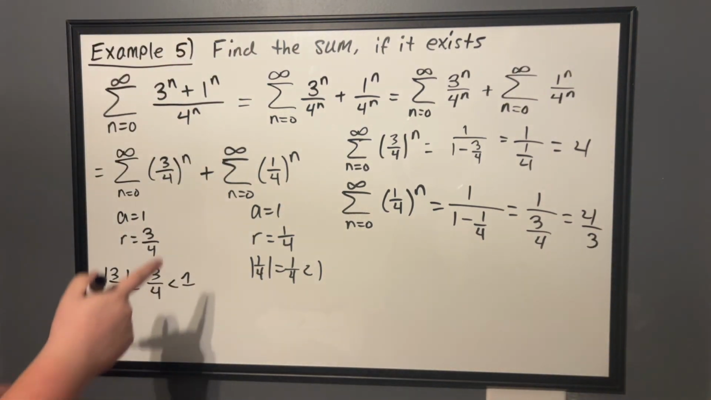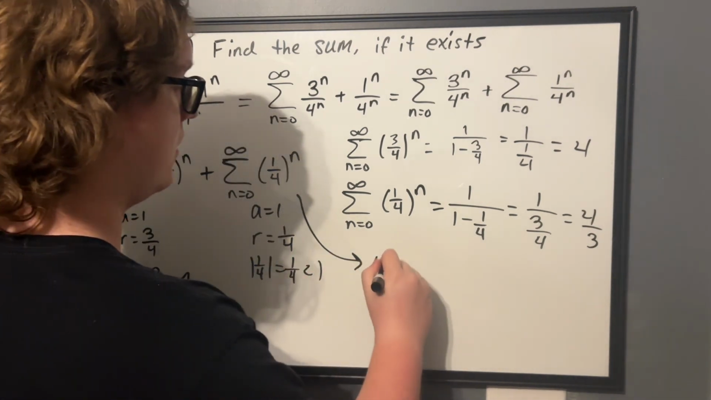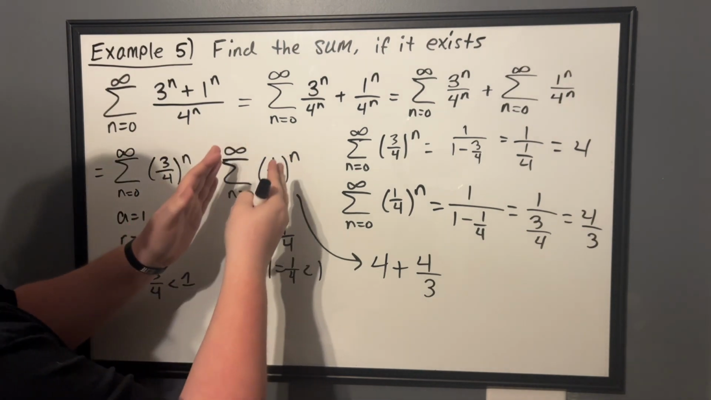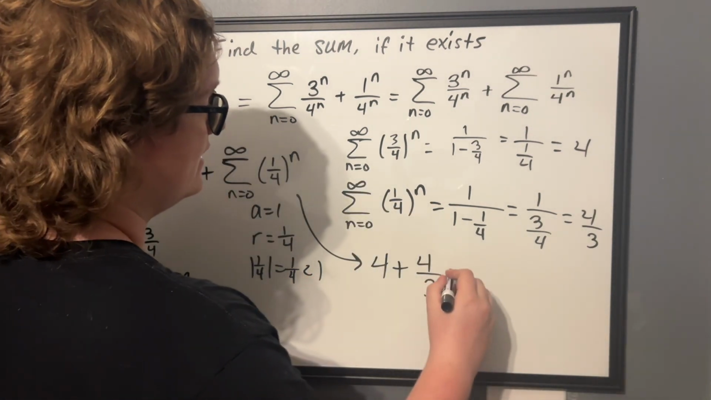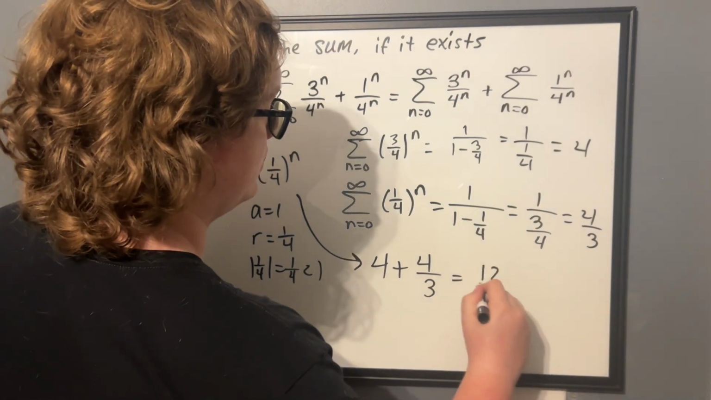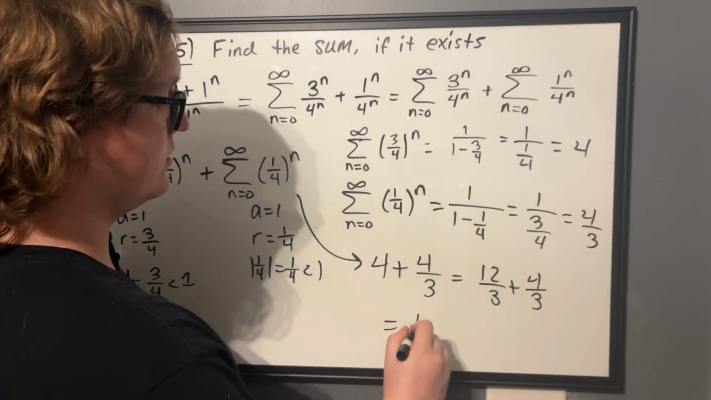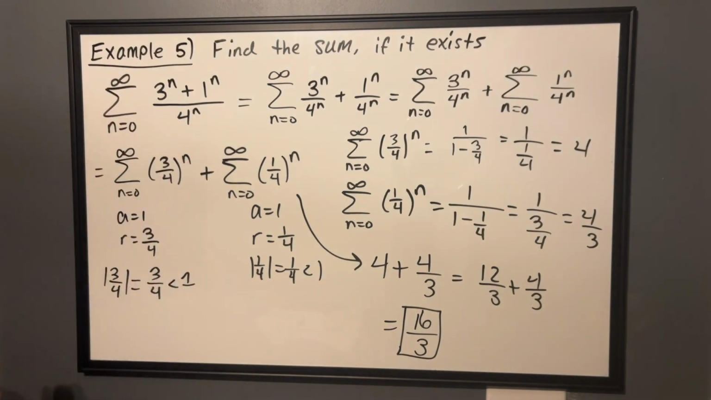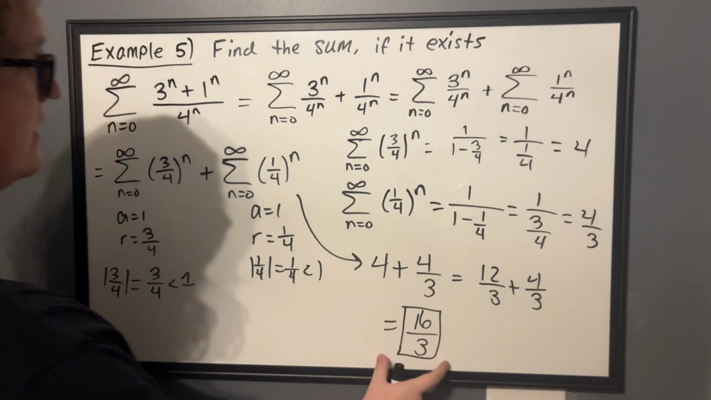So what that means is that this sum right here is going to be just 4 plus 4/3, right? Because this one evaluated to 4, this one evaluated to 4/3, so the sum of the series is just the sum of their individual sums. So we're going to have 4 plus 4/3. This is really going to be 12/3 plus 4/3, because 12/3 is 4, and that is equal to 16/3. So that means that this whole sum right here, 3 to the n plus 1 to the n over 4 to the n, will converge to 16/3.